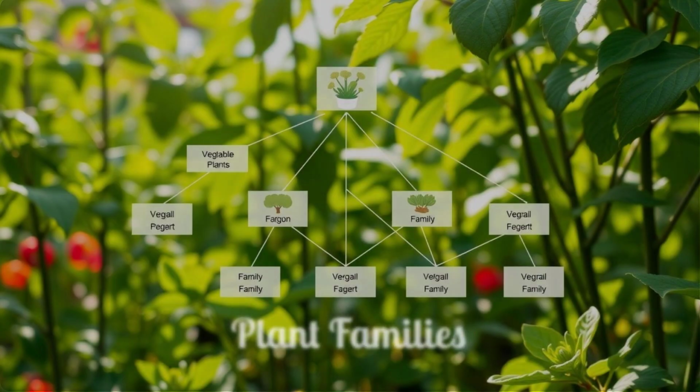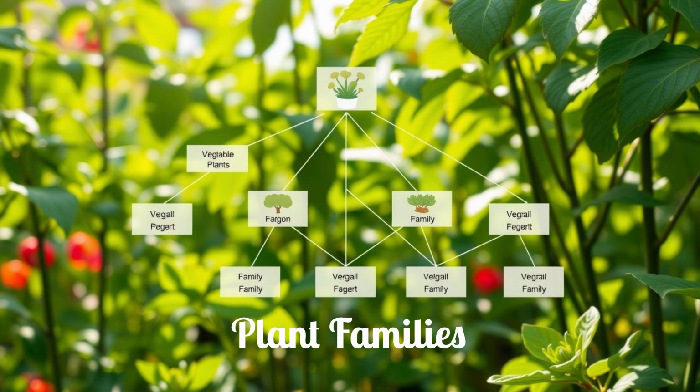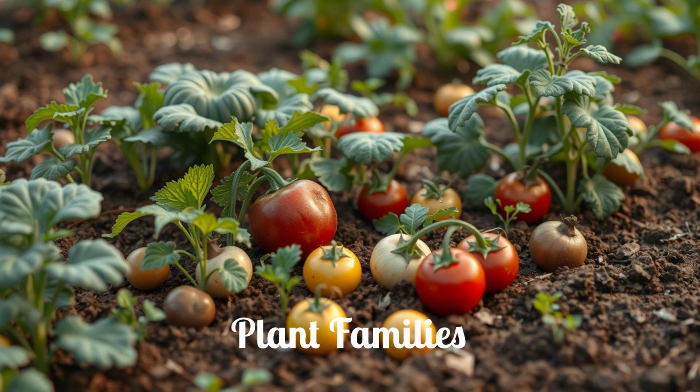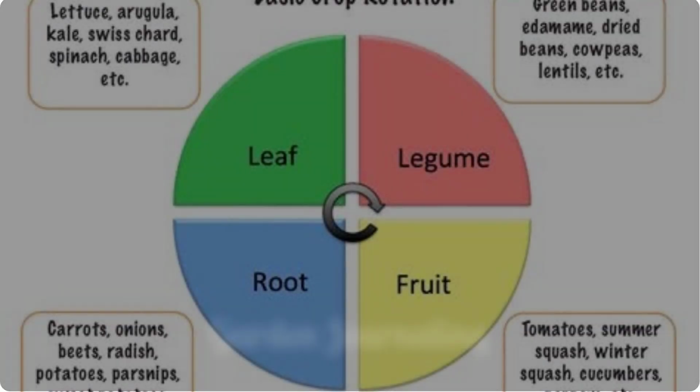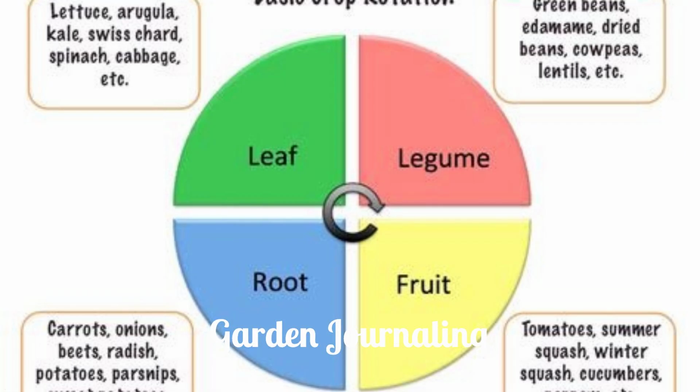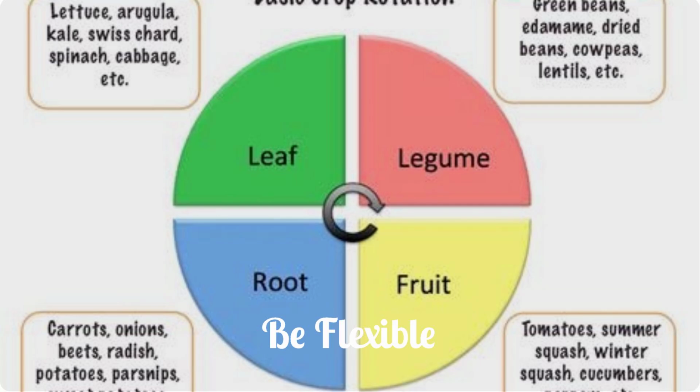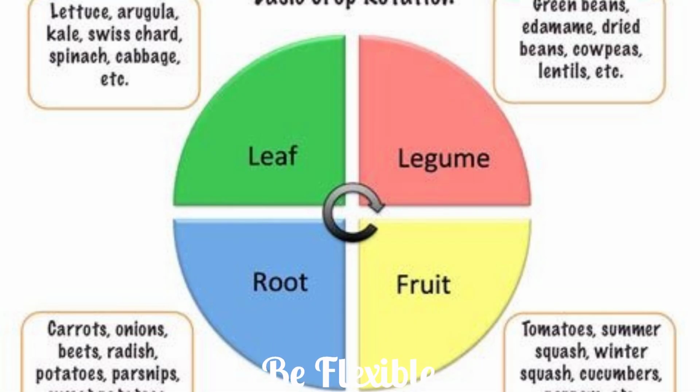Group plants by family. Understand which vegetables belong to the same family to avoid planting them in the same spot consecutively. Keep records. Maintain a garden journal to track what was planted where each year. Be flexible. Adjust your rotation plan based on observations and specific garden needs.